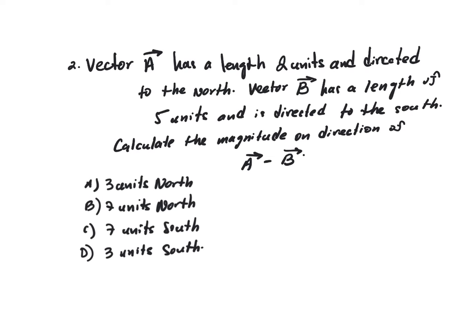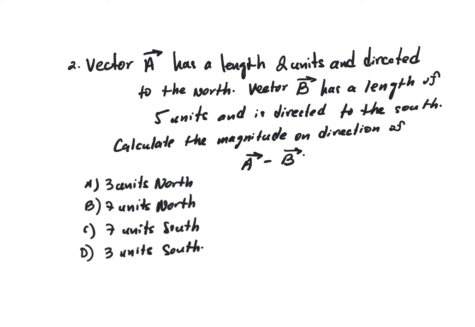All right, so let's read this. It says vector A has a length of 2 units and directed to the north. Vector B has a length of 5 units and is directed to the south. Calculate the magnitude and direction of vector A minus B. So this is a very easy question. So not much to it.